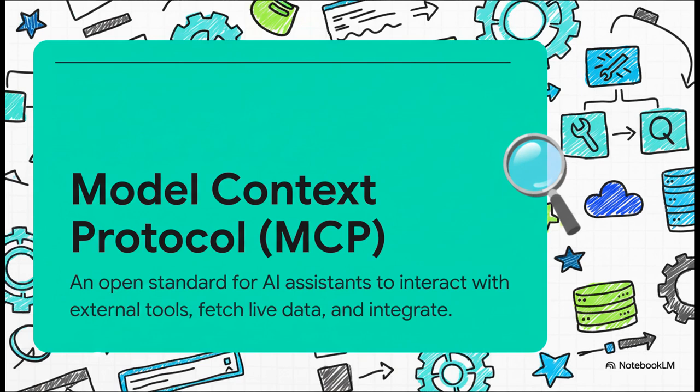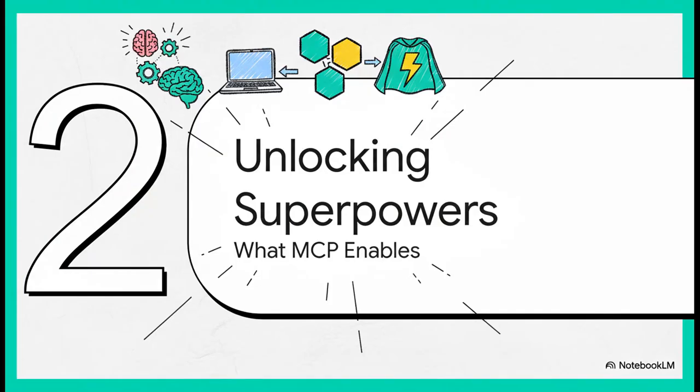Let's just break that name down for a sec. It's a protocol, which is just a set of rules, for giving a language model the context it needs from your local world. At its core, MCP is an open protocol that standardizes how AI assistants talk to the outside world. Seriously, think of it like a universal adapter for your AI. It lets you plug your local tools directly into Amazon Q, letting it grab live data and integrate with your systems totally seamlessly.